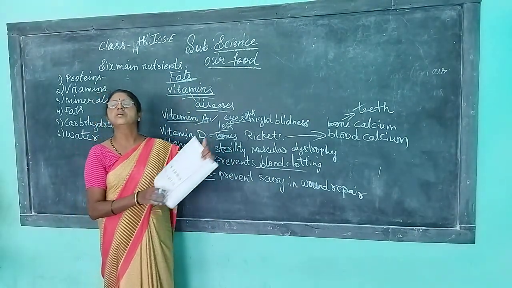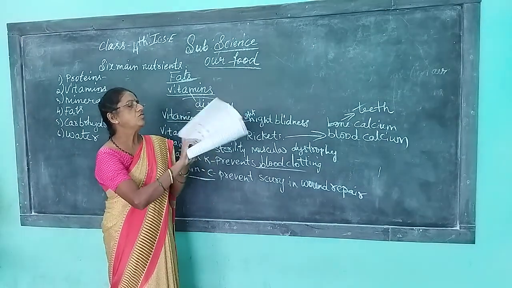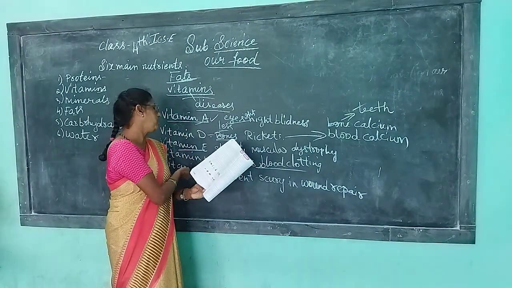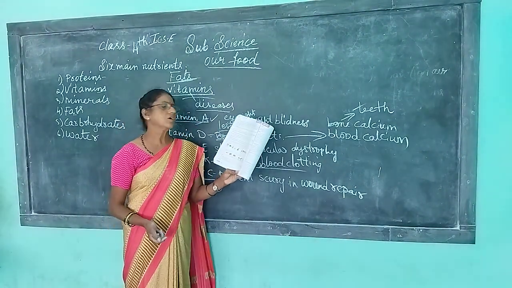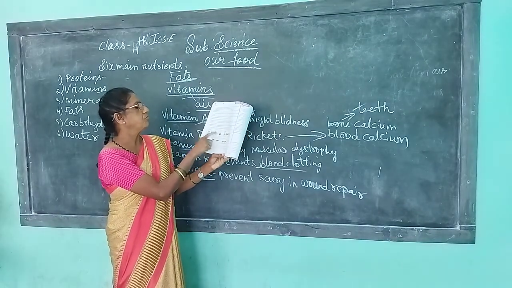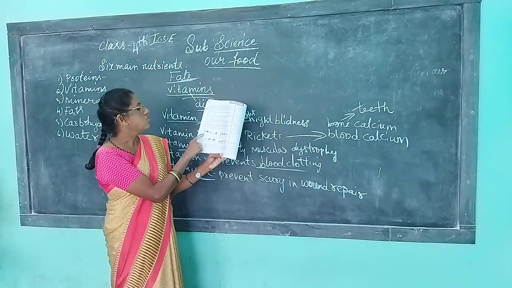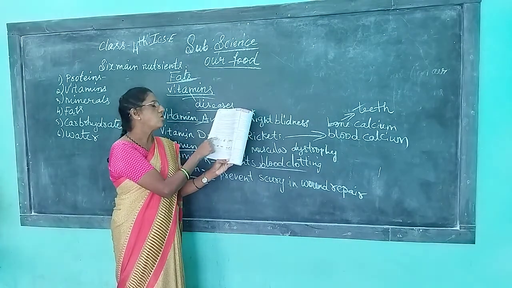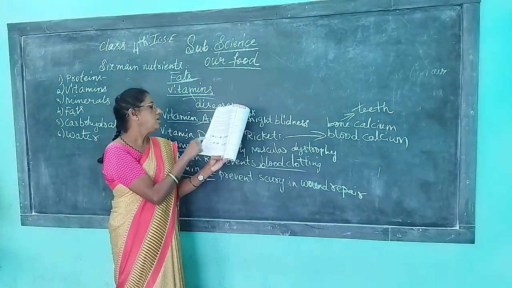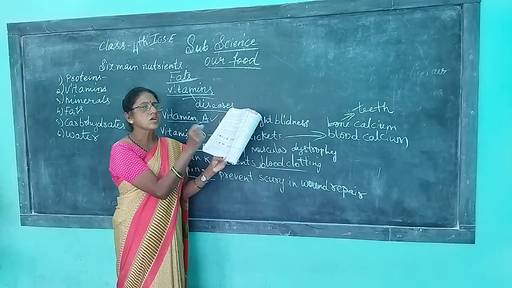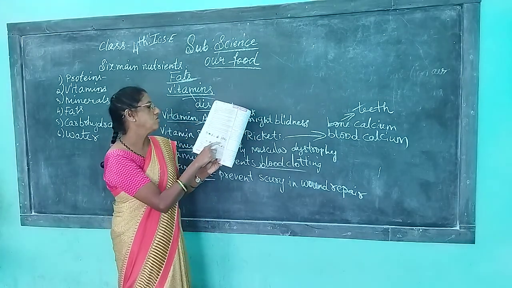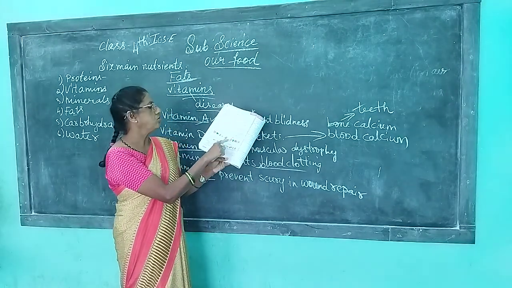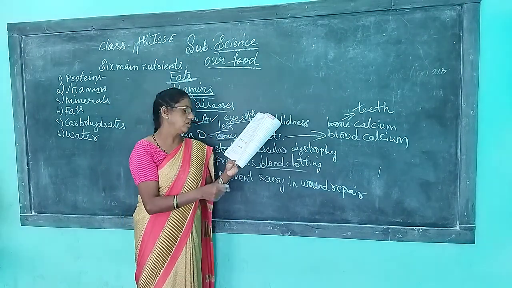See here, which are the food items that have vitamin A, vitamin D, vitamin E, vitamin K, vitamin C. Okay, children, see here, some pictures are there. This is carrot, potato, milk, papaya, and these all have vitamin A. In which fruits and vegetables is there vitamin C? See, orange, broccoli, kiwi fruit, lemon and tomato. In all these things vitamin C is there.